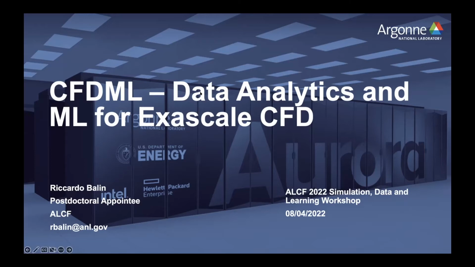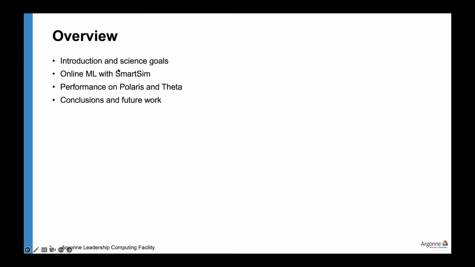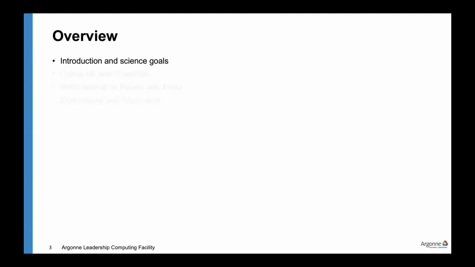In one sentence, the goal is to add data analytics and machine learning for exascale computational fluid dynamics. So this is a little overview. I'll try to introduce the project and what our science goals are, then move on to how exactly we're doing online or in situ machine learning. Then I'll talk a little bit about some performance that we've been able to get recently on Polaris and some that we got on Theta in the past, and then conclusions and some things that we're working on now and will be working on in the future.